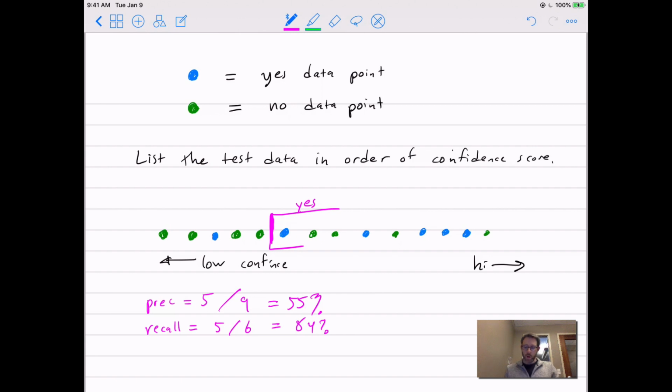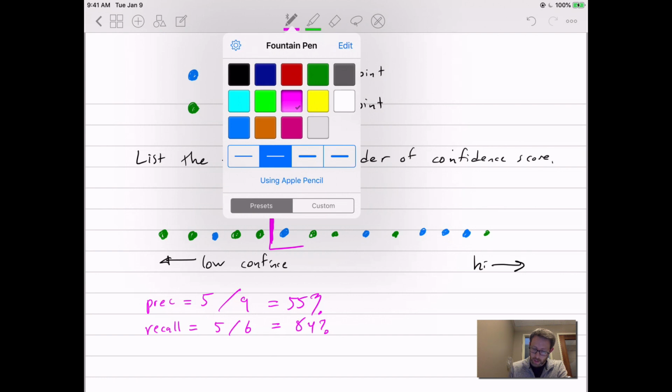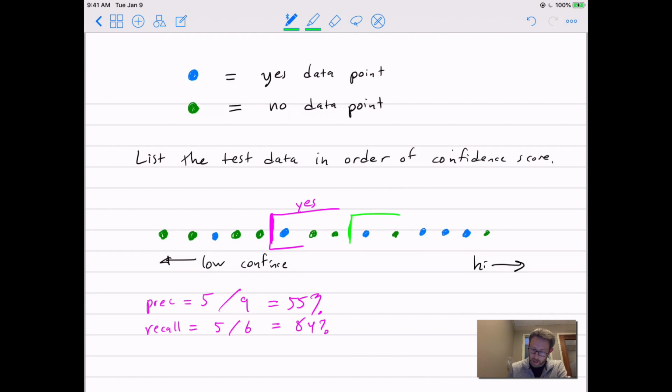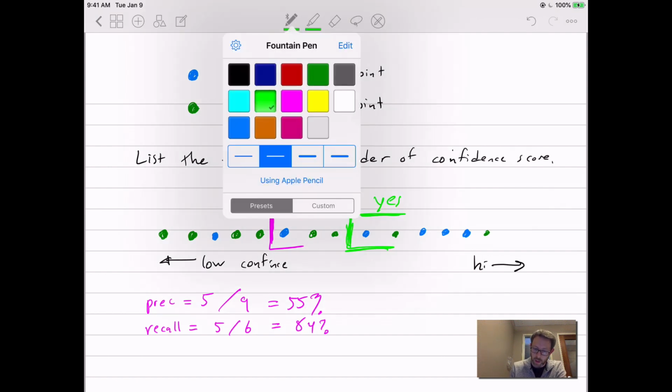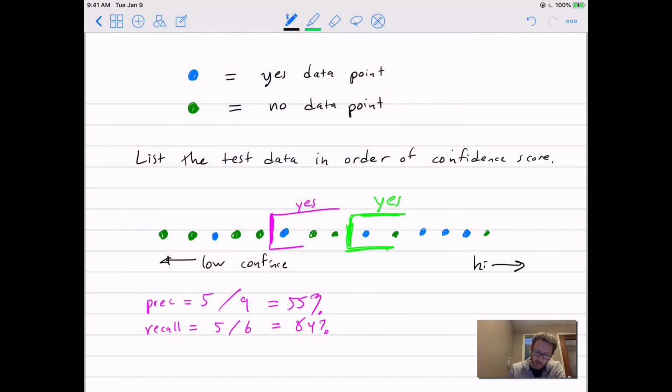Okay, now what I could do if I wanted higher precision is I could increase the cutoff threshold. So let me use like a bright green here. Let's say I choose a different cutoff. And what I'm going to do now is I'm going to say everything above this cutoff means yes. Let me throw in some confidence numbers so you actually can see what I'm talking about. So this could have a confidence score like 0.1, 0.12, 0.2, 0.22, 0.3, 0.35, and then this will have a confidence score of 0.9.